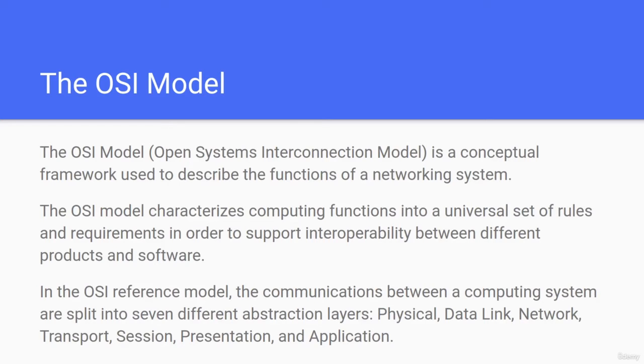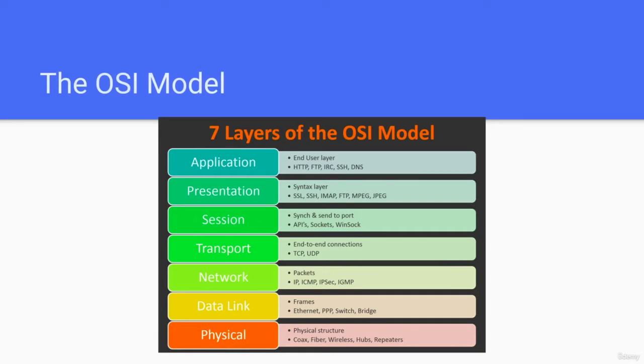the physical, data link, network layer, transport layer, session, presentation, and application. So let's have a look here. As you can see, here are the 7 layers we have.